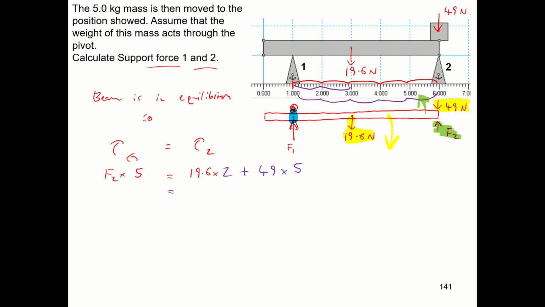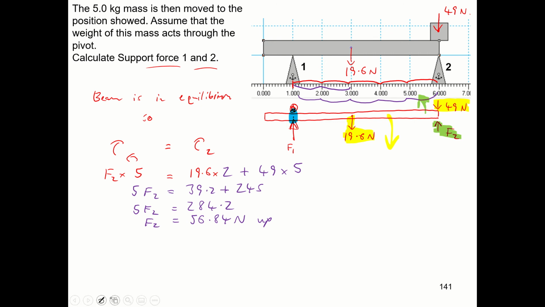Once we've got this far, it's just solving the numbers. So 19.6 times 2 is 39.2, plus 49 times 5. That's 245. So that's 5 F2. And we'll just sum those together. That's 284.2. I'll divide each side by 5, 56.84. So that's 56.84 newtons up.